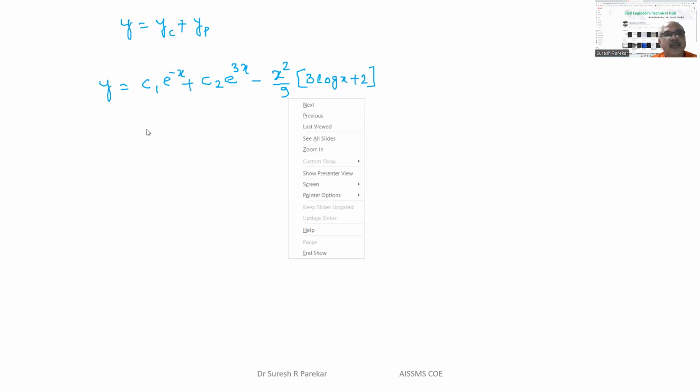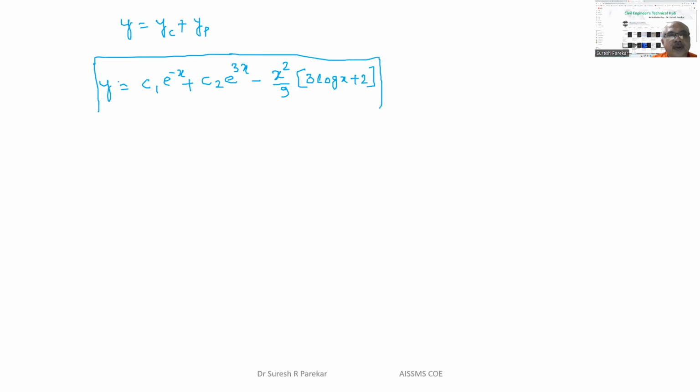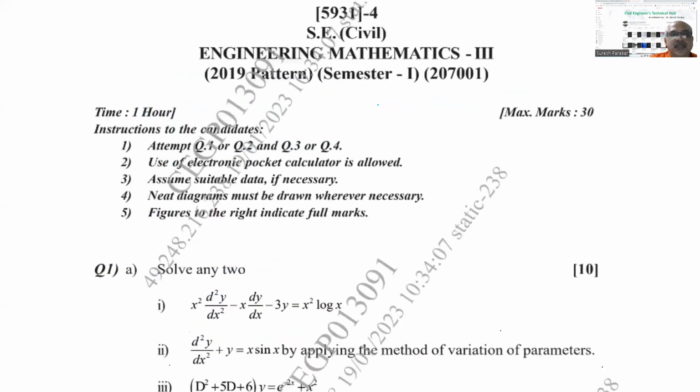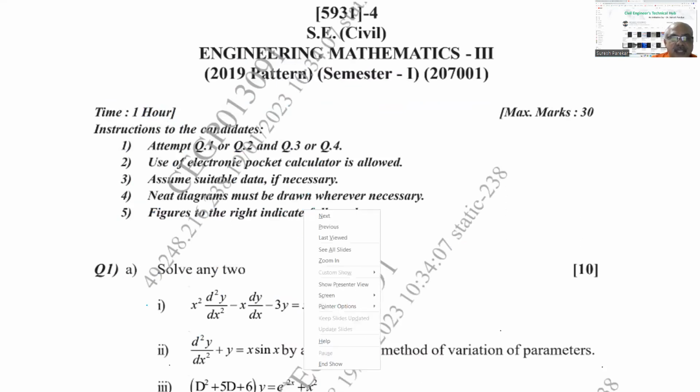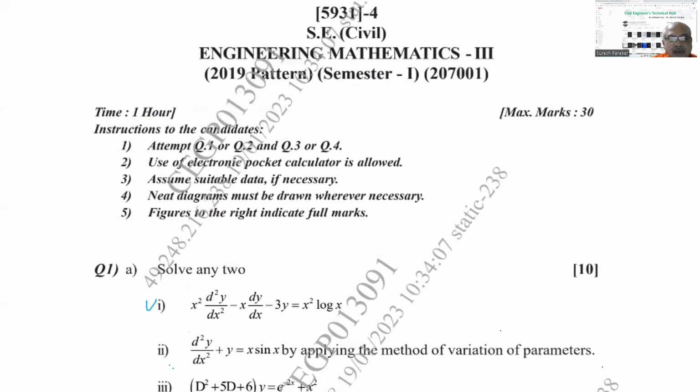We are not going to do all three problems in one video, because otherwise that video becomes lengthy. So we will have this as first problem, so you can see this. So we have first problem in this video. So now we will go to the second problem of this, that is d2y by dx square plus y equal to x sin x by method of variation.